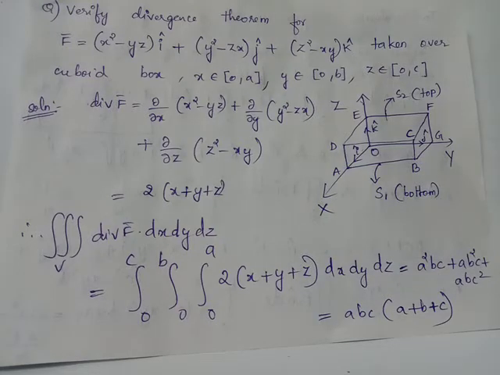When you consider the backward portion S3, which is represented using OGFE, OGFE lies in the YZ plane and therefore x equals 0 will be the equation valid for this portion S3. When you consider the surface S4 represented using ABCD, which is the front portion of the cuboid box, it has the equation x equals a.